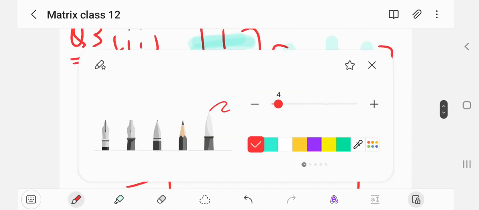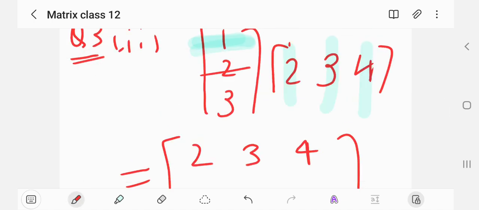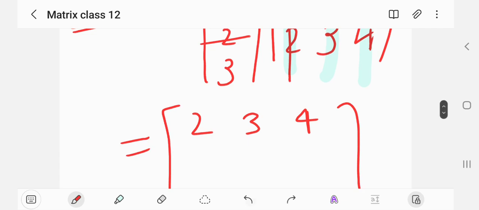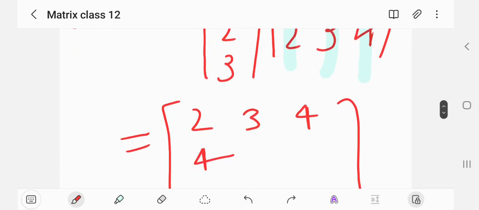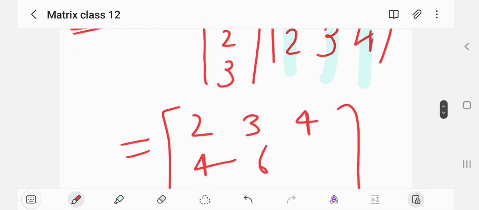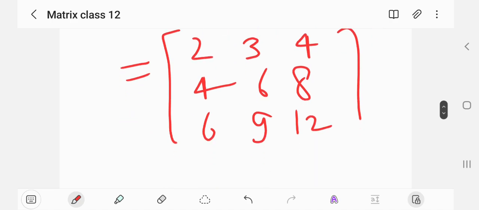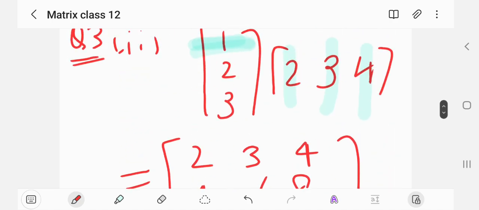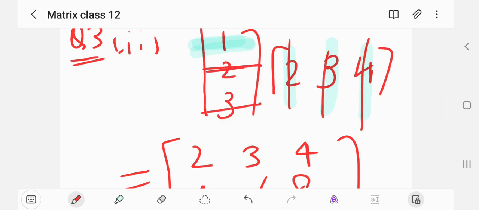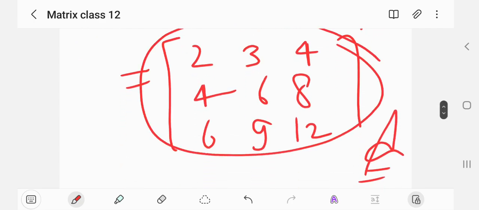Okay, this 2 now will be multiplied with this 2, and I get 4. Then 2 3 is 6, 2 4 is 8, 3 2 is 6, 3 3 is 9, 3 4 is 12. This is the answer. Simply I have multiplied this with this, then this with this, then moving ahead to this row and multiplying this entry with this, this with this, and as a result I get this matrix.